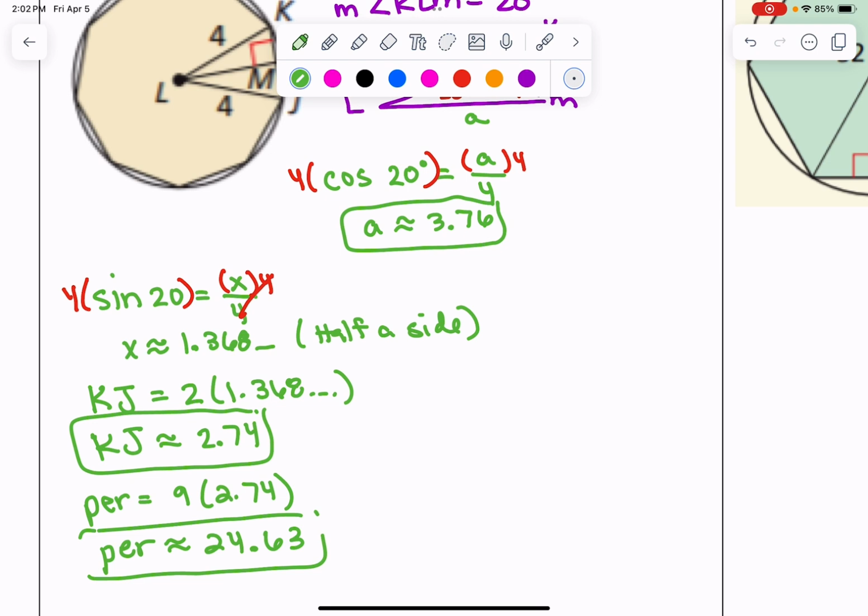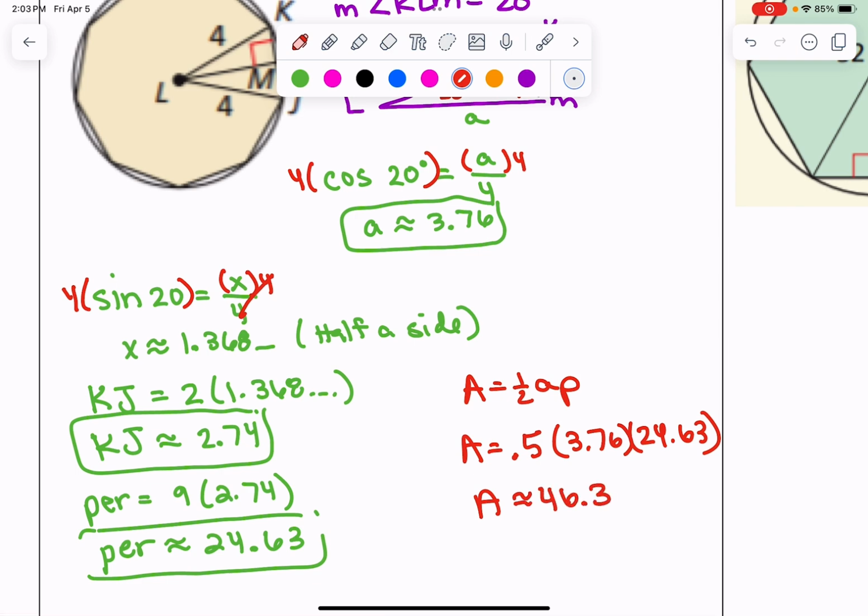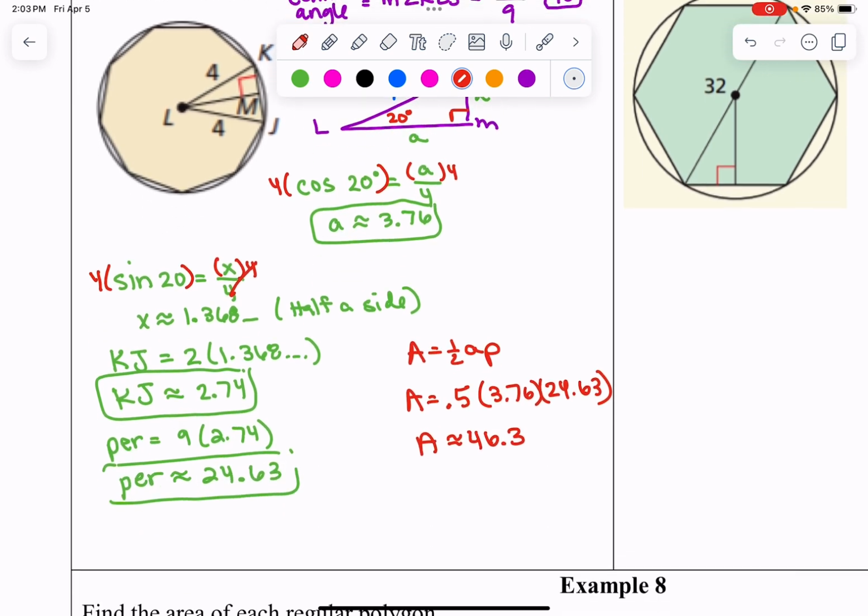Once I have my apothem and my perimeter, I can find my area. We know that area is 1/2 apothem times perimeter. And so if I'm putting this in my calculator, instead of using 1/2, I'm going to probably use 0.5 times 3.76 times 24.63. And that's going to give me about 46.3. And then it just says units, so it'd be square units.